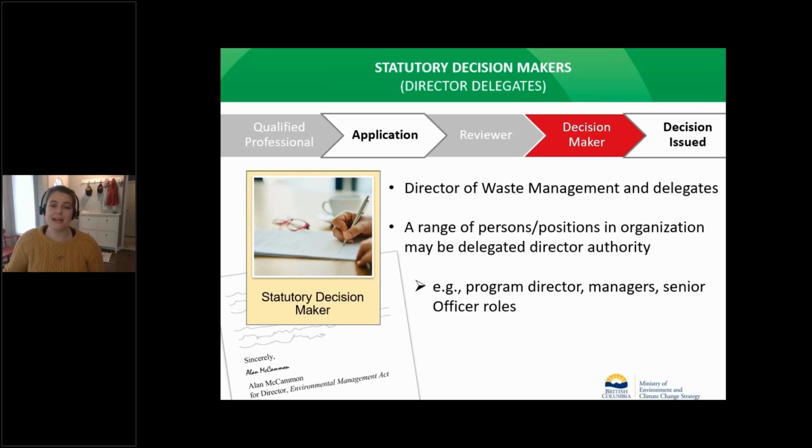A decision maker, as I mentioned on the org chart slide, can be a range of people and includes our program director, managers, and senior technical staff who are in officer roles, and also the Director of Waste Management.